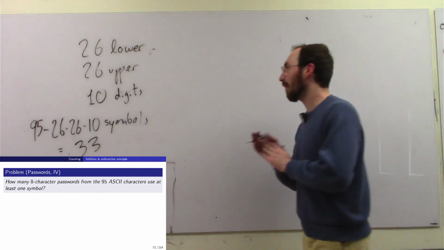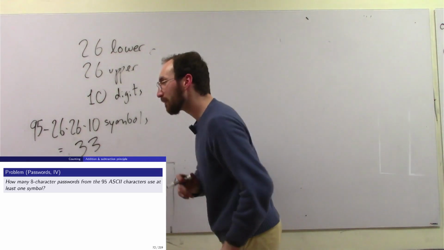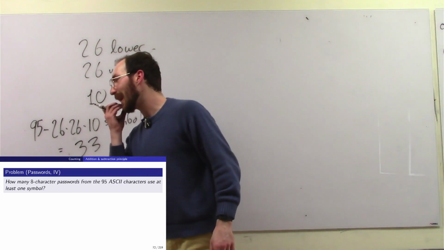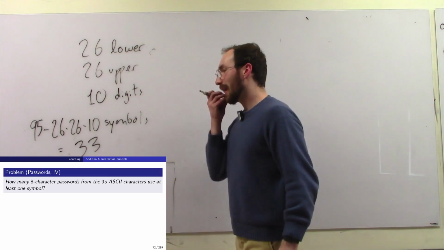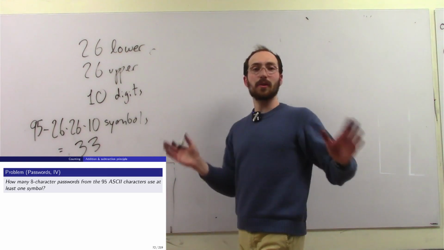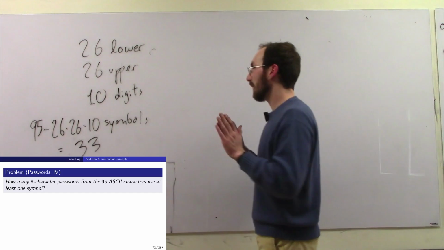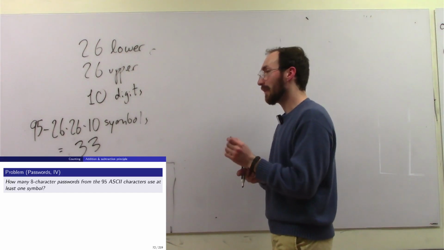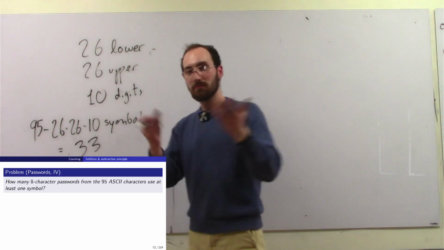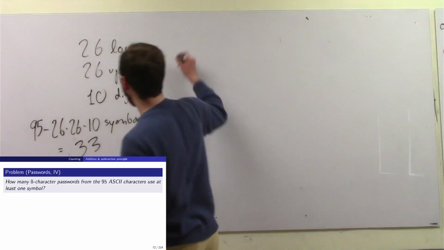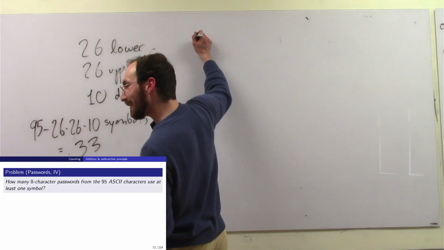Okay. So we have 33 symbols. And now we want to make an 8-character password. And I want it so that we never use a symbol. Never at any point am I going to use a symbol, because if I know that count, subtraction principle, let's go. Okay, so let's see.